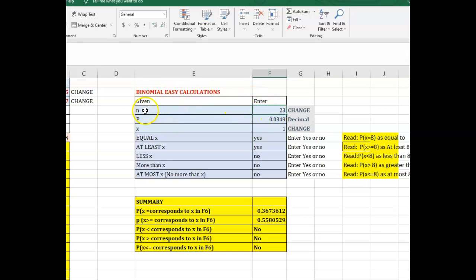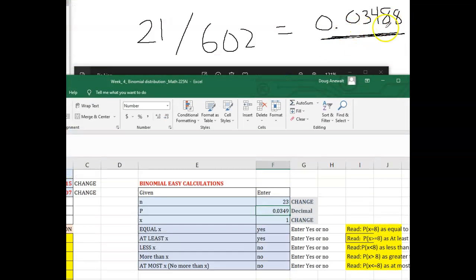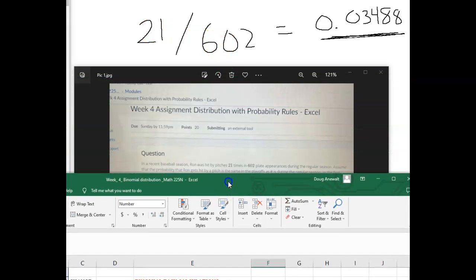How many times was the trial conducted? In this case, how many times was he at bat? We need to change that to our problem here. 23 times at bat. What's the probability that he gets hit on any given time? And it's always from that calculation. So that rounds up to 0.349. And I got that from the information in the problem, 21 out of 602.